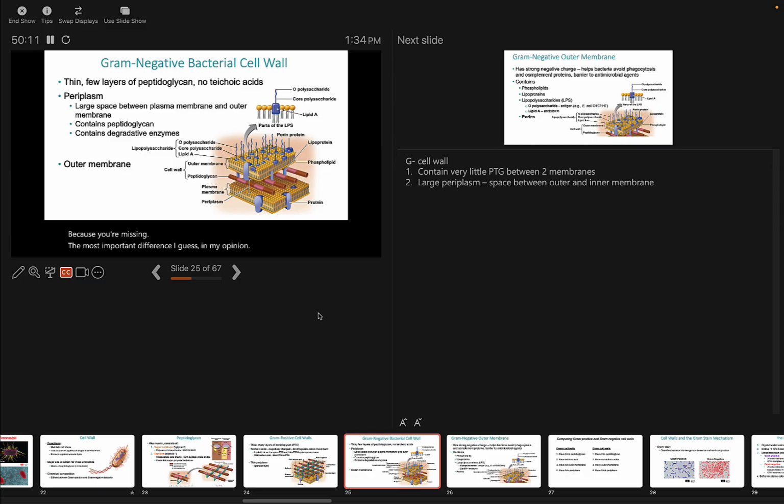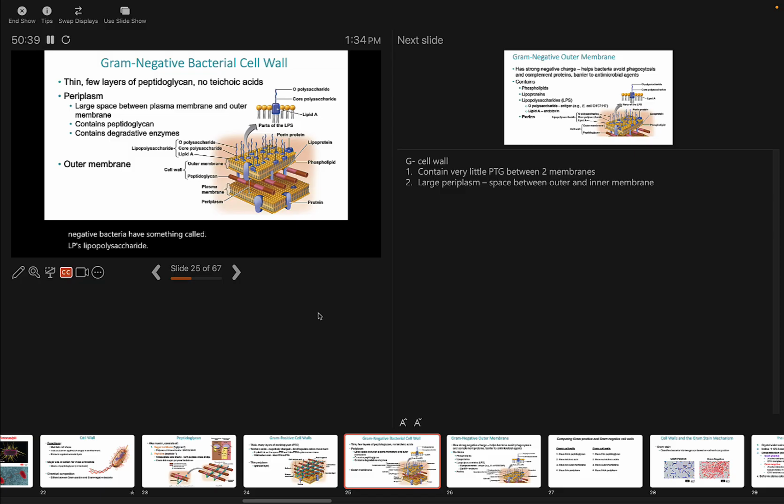And maybe for those of you going into healthcare or your patients who have a gram-negative infection. One of the most important differences between gram-positive and gram-negative is that in that second membrane, in that outer membrane, gram-negative bacteria have something called LPS, lipopolysaccharide.